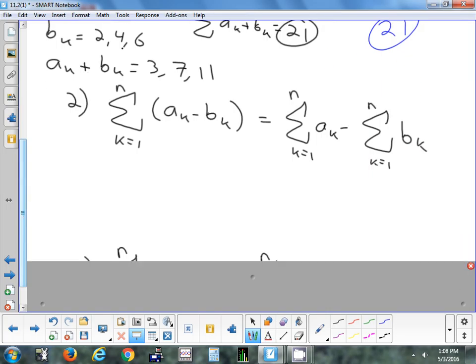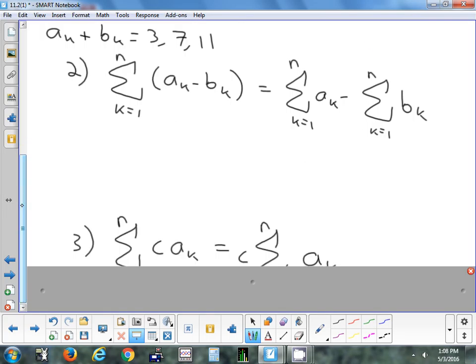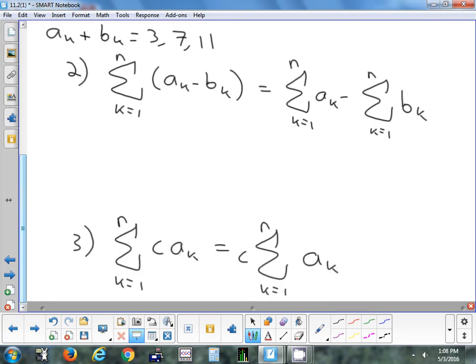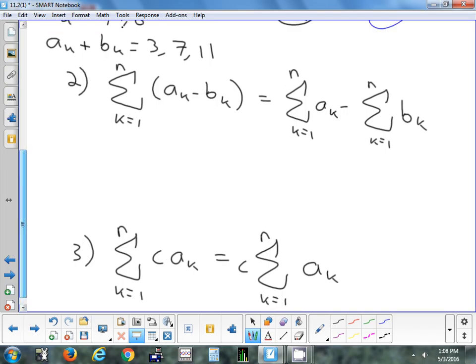Okay, I'm not going to go through an example with that because it's so similar. Let's look at the last rule, which basically says if you want to multiply a sequence by a constant, you can either multiply each term in the sequence by the constant first and then add the results, or add the results, and then multiply that sum by the constant. Comes out the same either way. And this one I'll show you with an example.